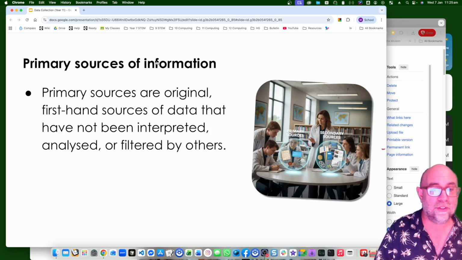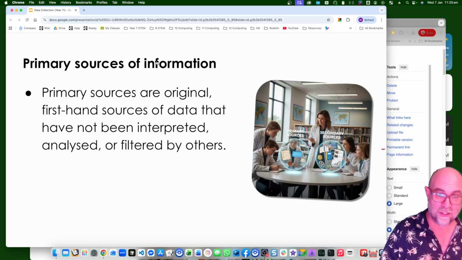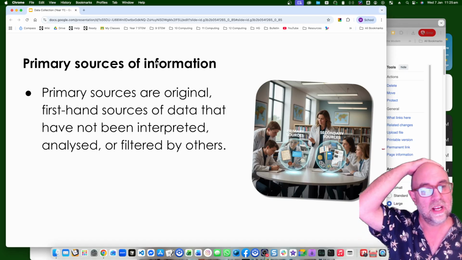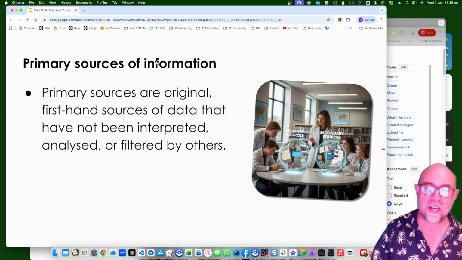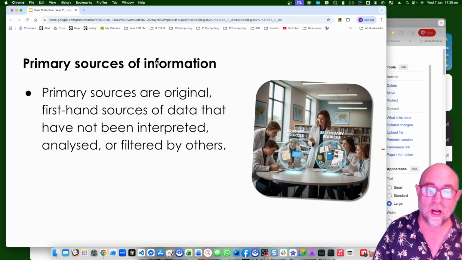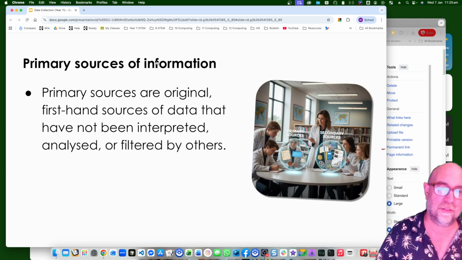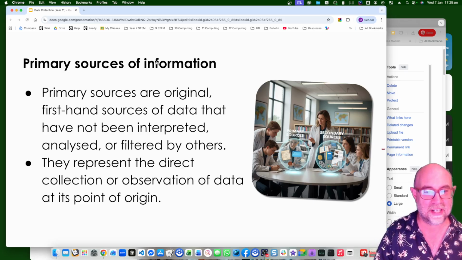So, a primary source of information is original, first-hand sources of data that have not been interpreted or analysed or filtered by others. So, it is the original data. Again, there's a kind of misconception that the only good data is primary data. Absolutely, they're valuable. I would worry if you never could trace your ideas back to primary data. But it's not the only form of valid data.